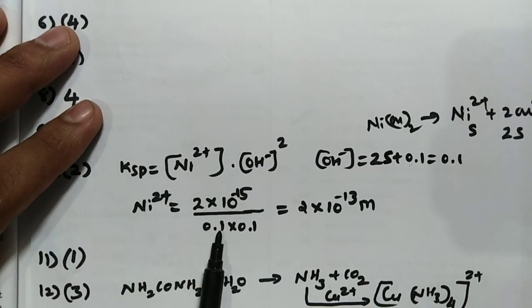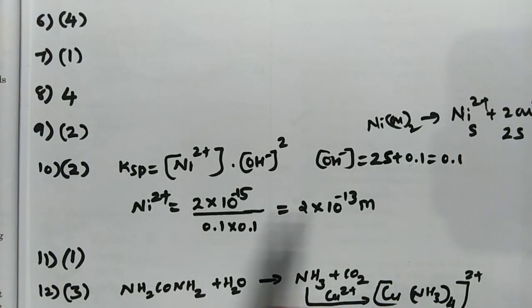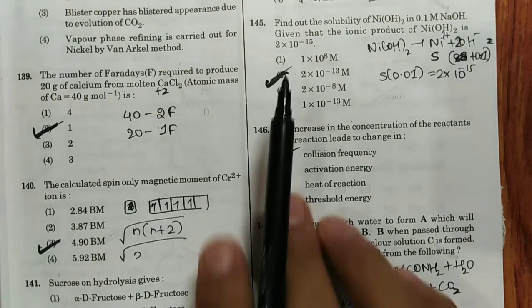So Ksp divided by 0.1 into 0.1, so that is 0.1 square. So you are going to get 2 into 10 to the power minus 13. Answer is 2.